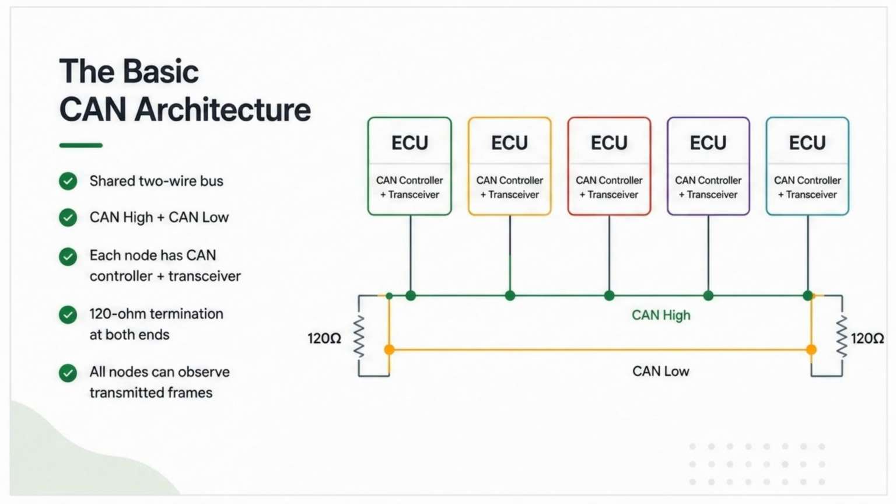The network therefore looks like one shared line with many nodes connected along it. When one controller transmits, every connected node can electrically observe the same frame. This is very different from Ethernet switching, where traffic can be directed between ports. CAN is fundamentally a shared broadcast bus. That shared architecture keeps wiring simple while allowing many vehicle functions to communicate.